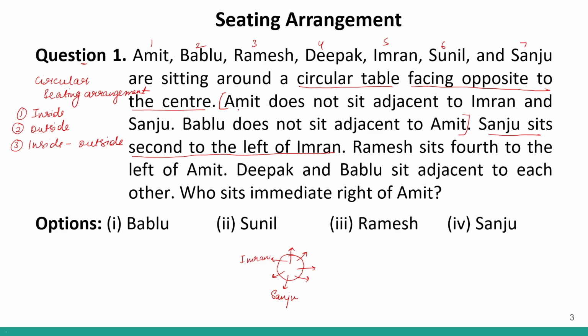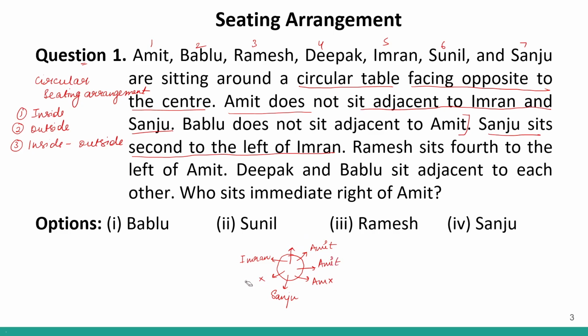Now let us come back to this information. This information says Amit does not sit adjacent to Imran and Sanju. So that means Amit cannot sit in this position, Amit cannot sit in this position, and Amit cannot sit in this position, because he will not sit adjacent to or next to Sanju and Imran. So 2 possibilities are there for Amit's position. Amit can sit here or Amit can sit over here. Correct? There are 2 positions.